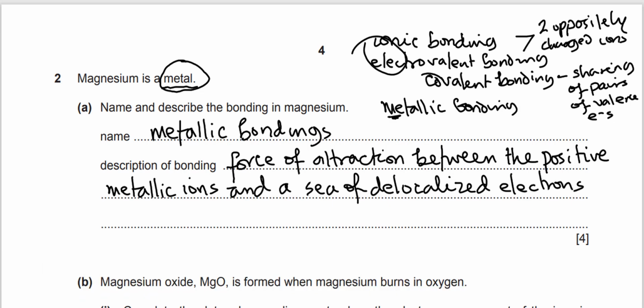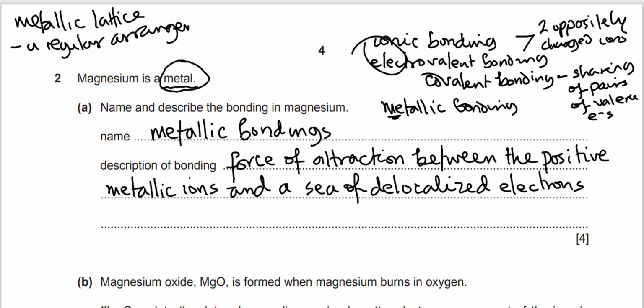Remember, the bonding is different from metallic lattice. We were told to define a metallic lattice. It will be a regular arrangement of positive ions. Thus you have this regular arrangement of positive ions.